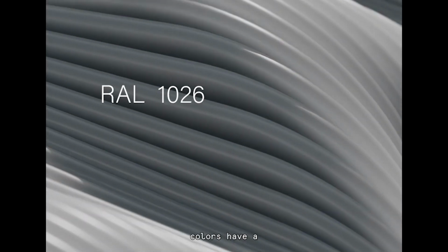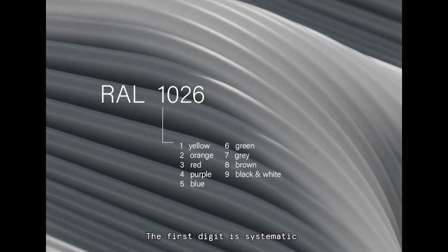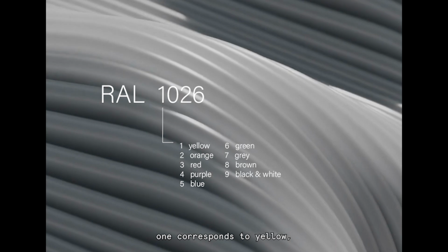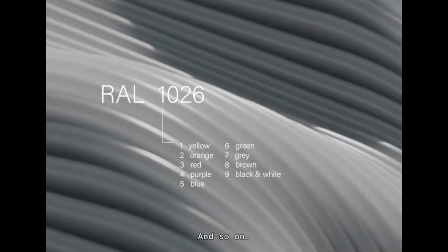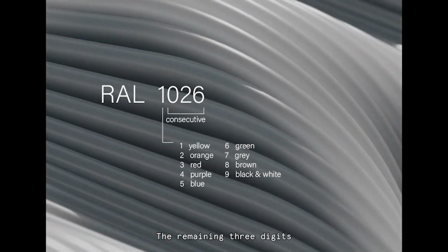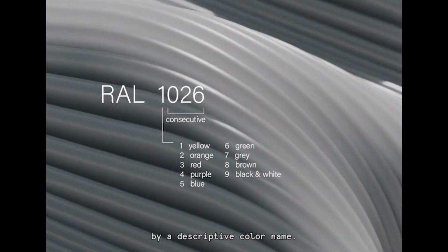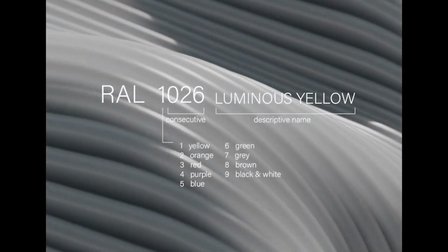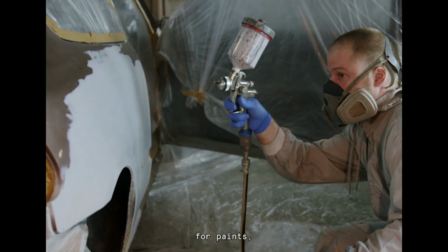The classic colors have a 4-digit number. The first digit is systematic. For example, 1 corresponds to yellow, 2 corresponds to orange, and so on. The remaining 3 digits are selected consecutively and are followed by a descriptive color name. The RAL naming system is used for paints, coatings, and plastics.